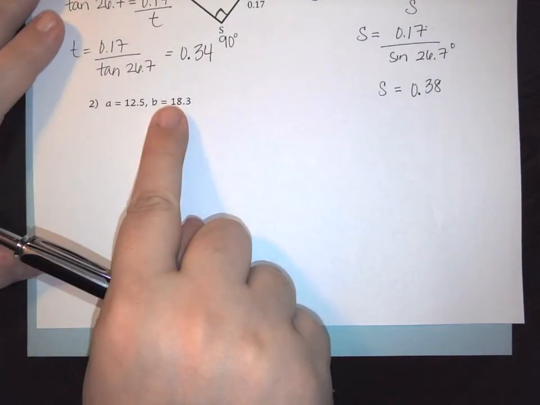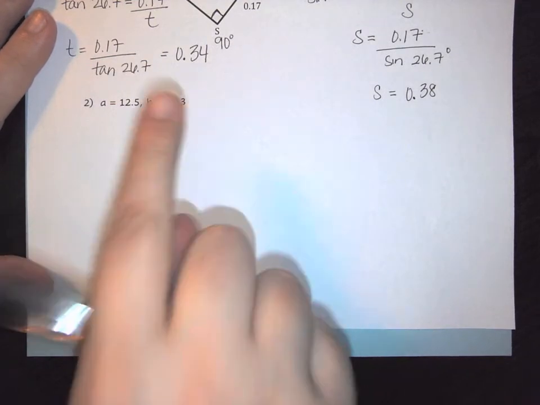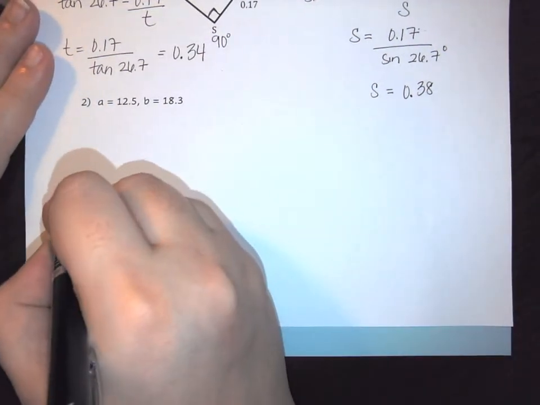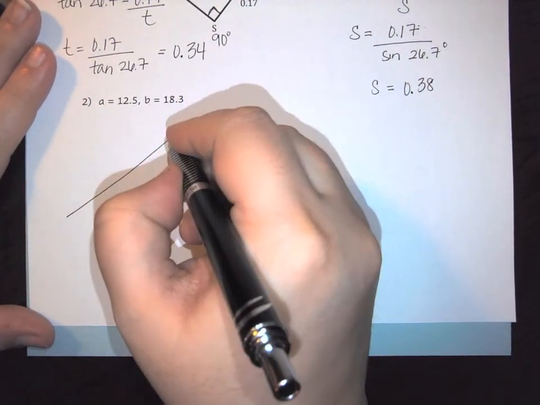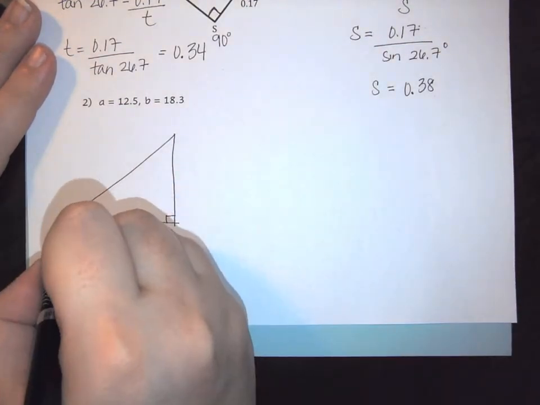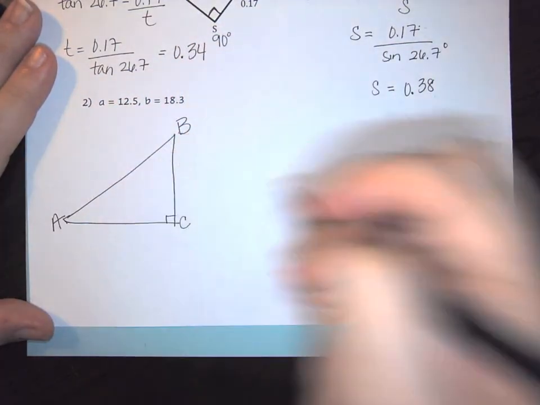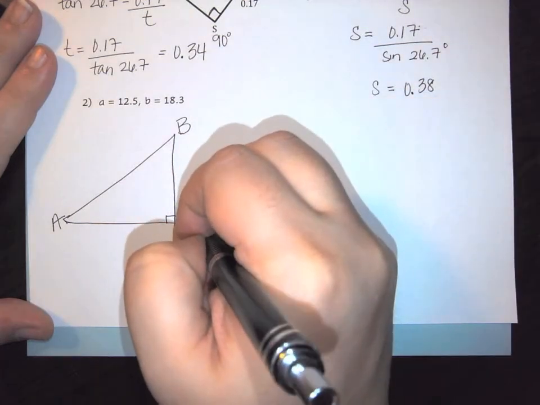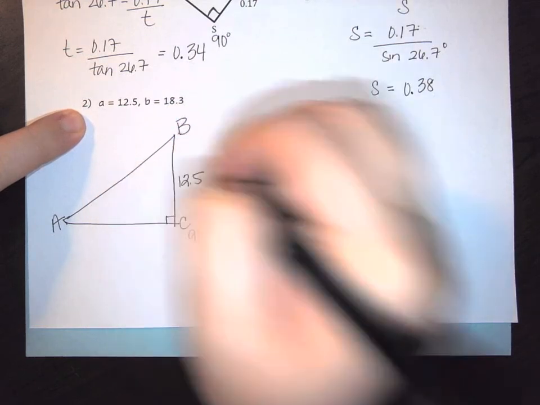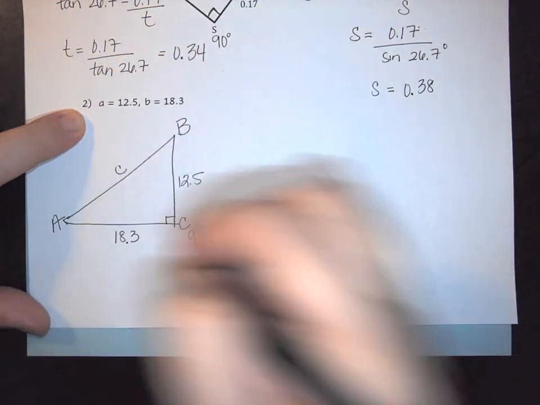Now here we are given two sides. So with this one of the things that we would do with it is we would go ahead and draw your triangle. So whenever a triangle is not given, I would highly recommend drawing it yourself, and then you need to label it. So we have A, we have B, and we have C. We know that angle C has to be 90 degrees. We know that side A is 12.5, and we know side B is 18.3, and the hypotenuse is missing.